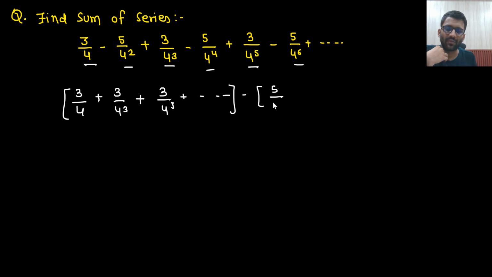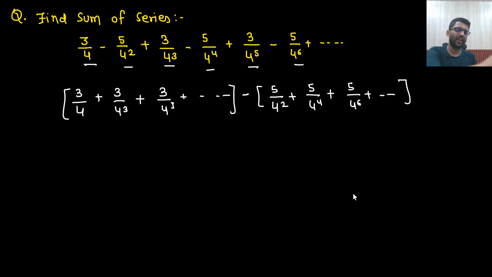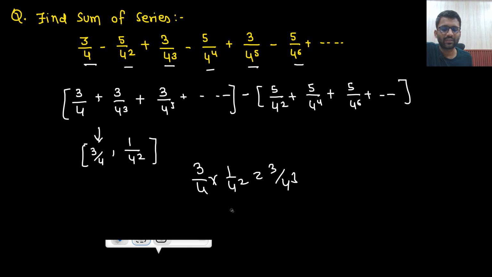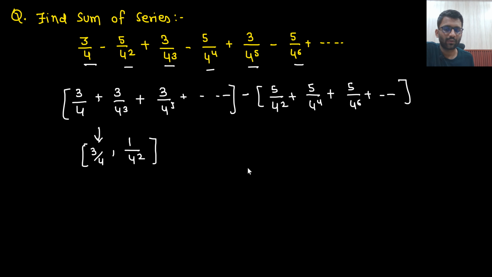Minus 5 by 4 square plus 5 by 4 to the power 4 plus 5 by 4 to the power 6, and in this manner it is going. I have taken minus as common. So what is this? Here your first term is 3 by 4 and your common ratio is 1 by 4 square. If you multiply 3 by 4 with 1 by 4 square, you get 3 by 4 cube. So the common ratio is 1 by 4 square, and till infinite terms you need to add.